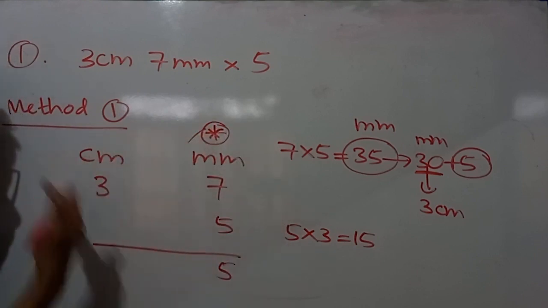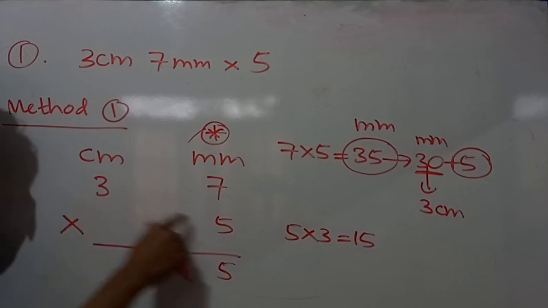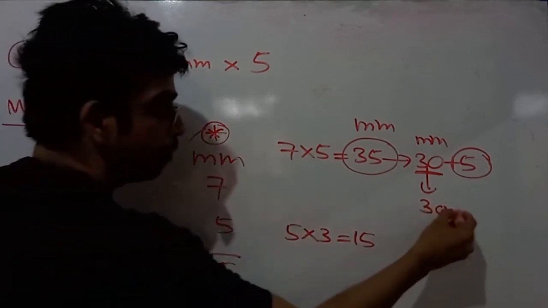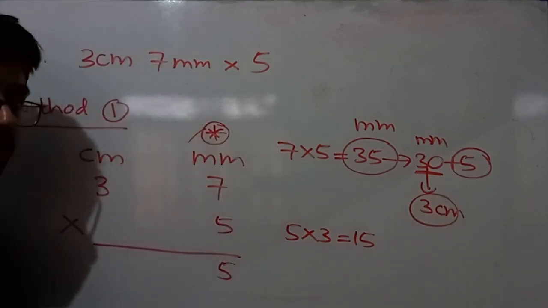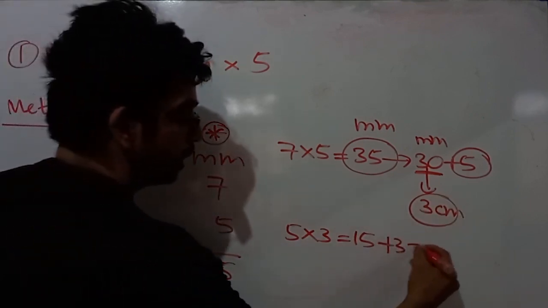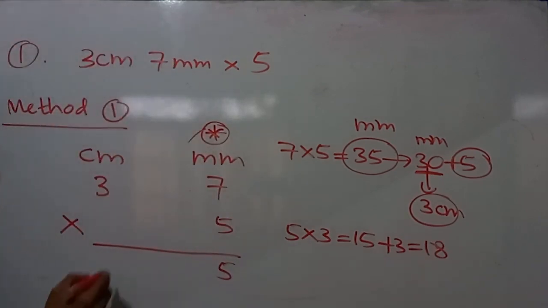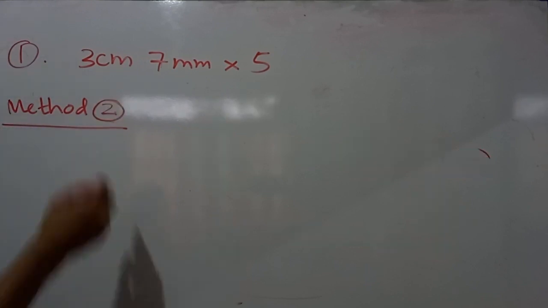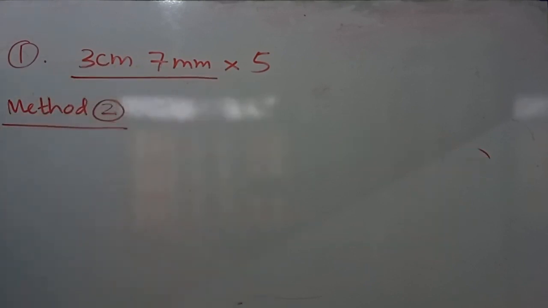So we have done this part. Now we move on to the centimeter portion. 3 times 5 is 15. Those are centimeters. But we have to add the 3 also. So 15 plus 3, we know that is 18. So the answer is 18 centimeters and 5 millimeters.